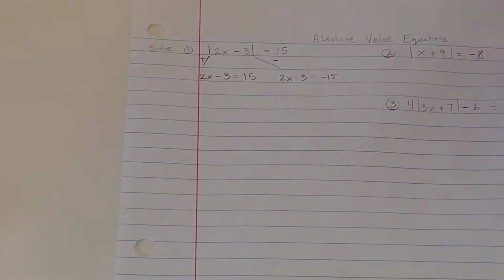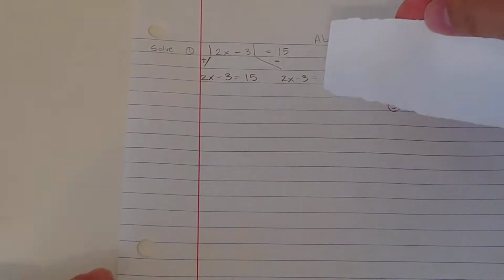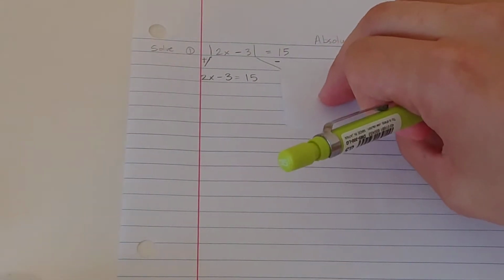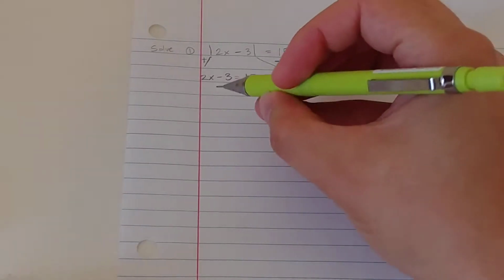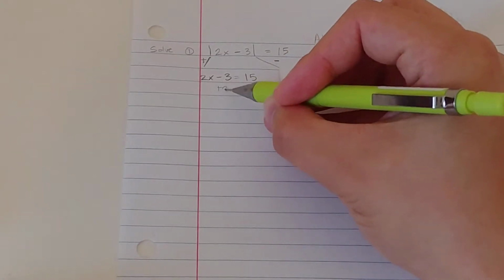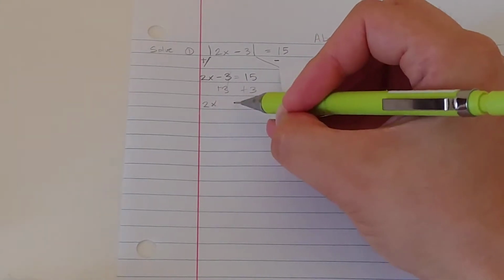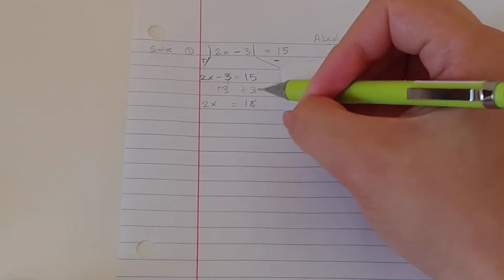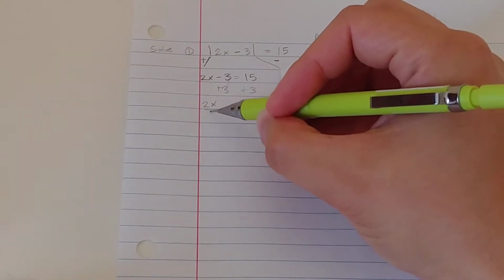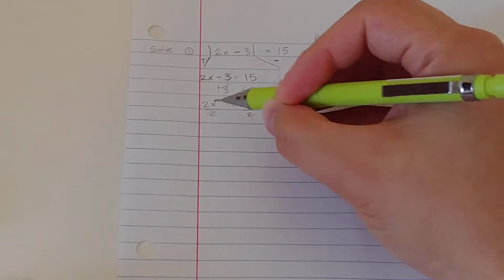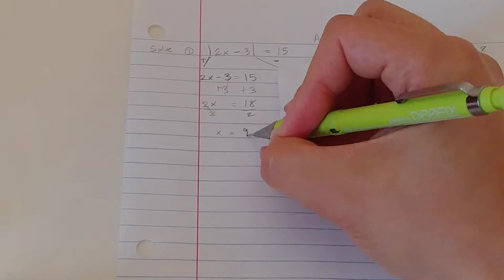All right, so now we want to solve each of those individually. So let's solve this positive one first. So how do we solve this? It's a two-step equation. We want to add 3 to both sides. These cancel out. We get 2x equals 18. And then we want to get rid of this times 2. So the opposite of multiplying by 2 is dividing by 2. These cancel out, and we get x equals 9.